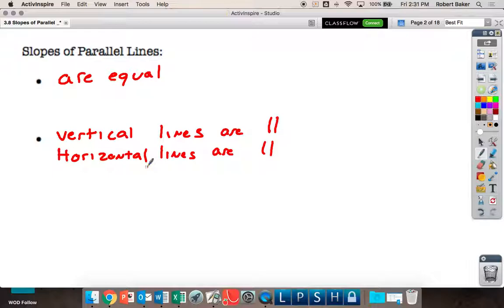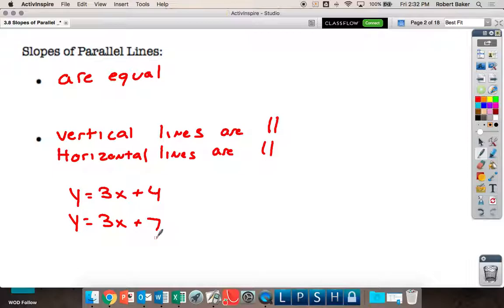Horizontal lines are parallel. So you're going to see a couple things. Write an equation parallel to that one. Y equals 3x plus 7. Nailed it. Wait, why? Oh, the slopes are the same. But the lines are the same. Doesn't matter. The lines are parallel because the slopes are the same.